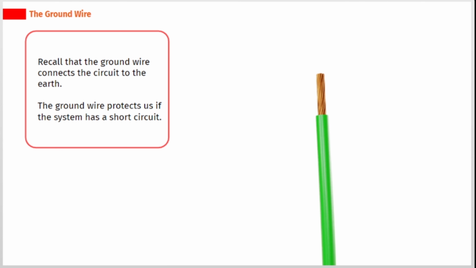Recall that the ground wire connects the circuit to the earth. The ground wire protects us if the system has a short circuit.